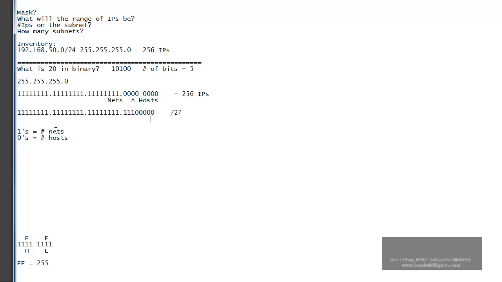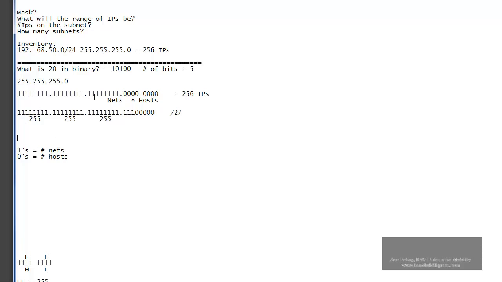Right now, this is 255. This is 255. 255. Well, what's this? It's not .0, right? So we can figure out what it is. You can see the way the IP is.